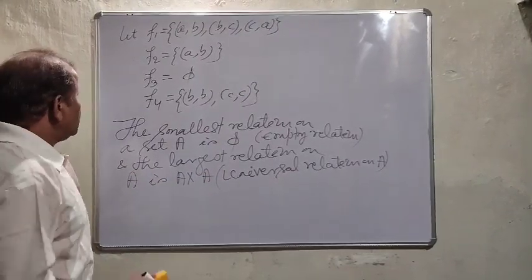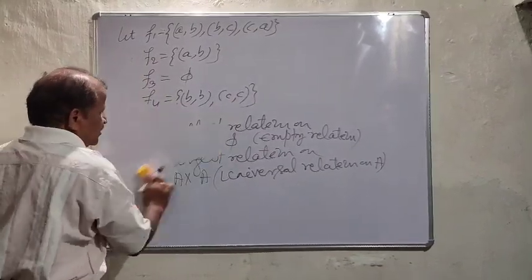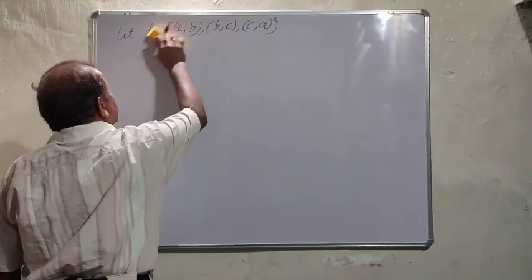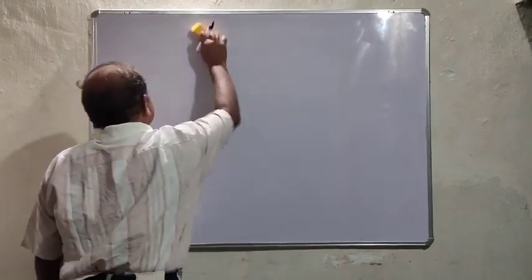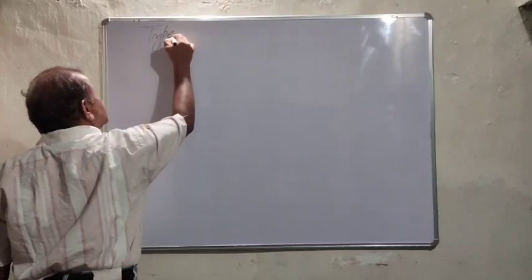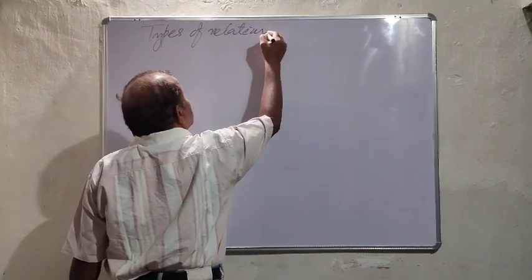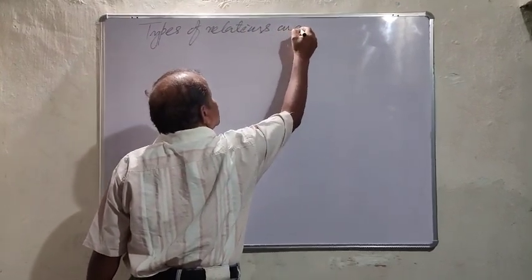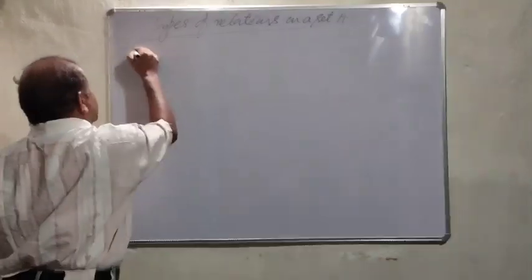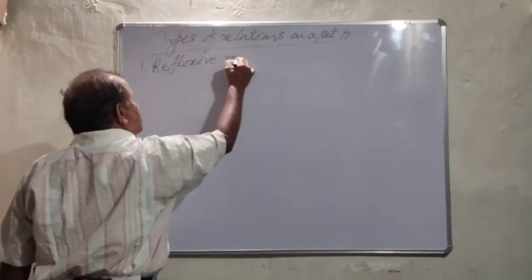Okay, now we will discuss some special types of relations, some special relations defined on A, very important. This is in your syllabus. Types of relations on a set A. First one is reflexive relation. Reflexive relation.